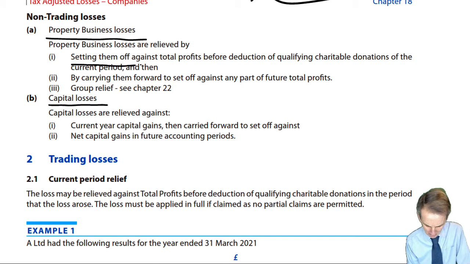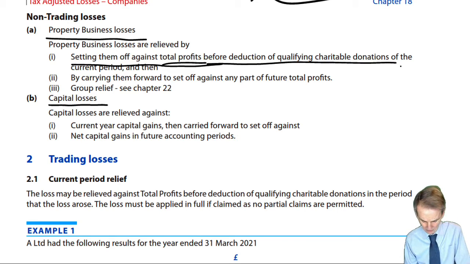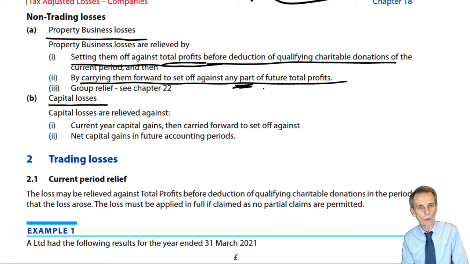They must then be set off against total profits, which again, as you know, is before the deduction of those qualifying charitable donations of the current period. Now, it is very unlikely that those property income losses would be bigger than the total profits of the company. But if they were, then just one use: carry them forward to set off against any part. Again, flexibility on the carry forward, as we have with trading losses, as we've just learnt there. On the carry forward, any part of future total profits.